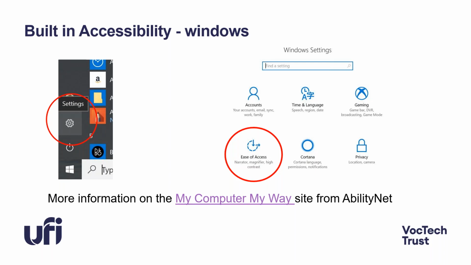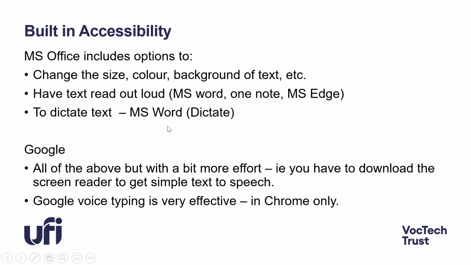And then we'll look at built-in accessibility. I've mentioned Microsoft Word quite a lot, mainly because it does have a lot of options in there. You can make all those changes: size, colour, background, have it read out loud. As I said before, Microsoft Edge works really well. You can also dictate text in Microsoft Word. It works quite well, to be honest. And I think this is only in Office 365. I may be wrong, not sure.